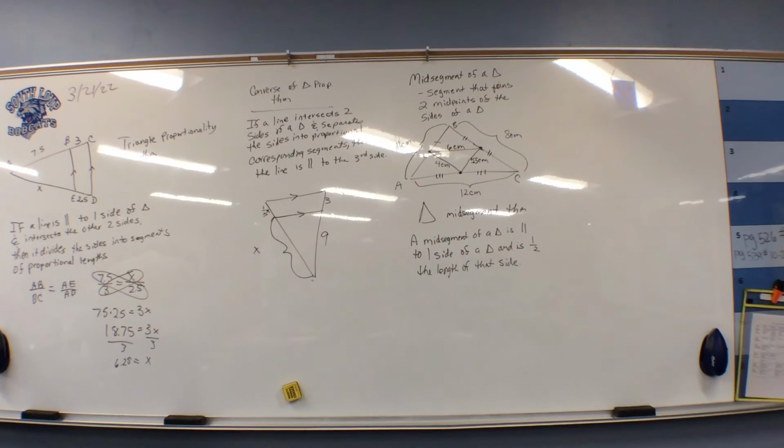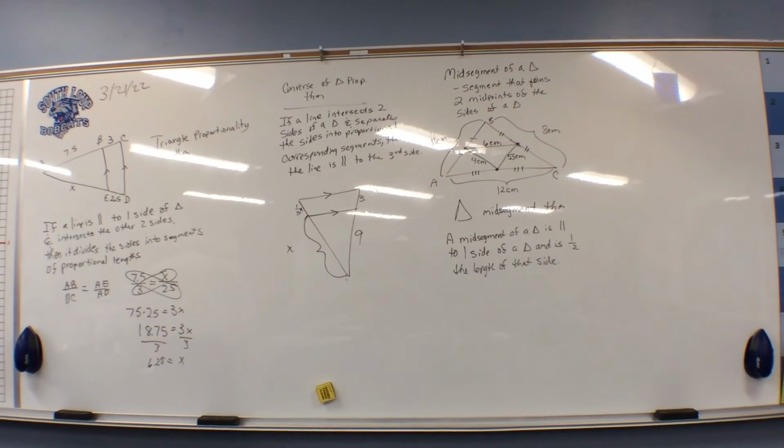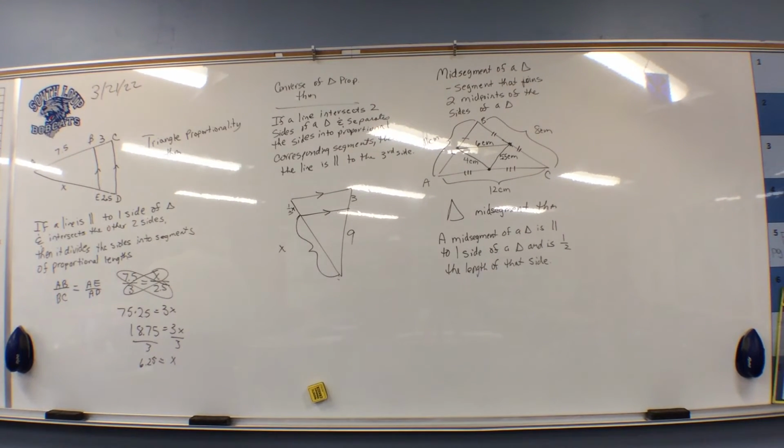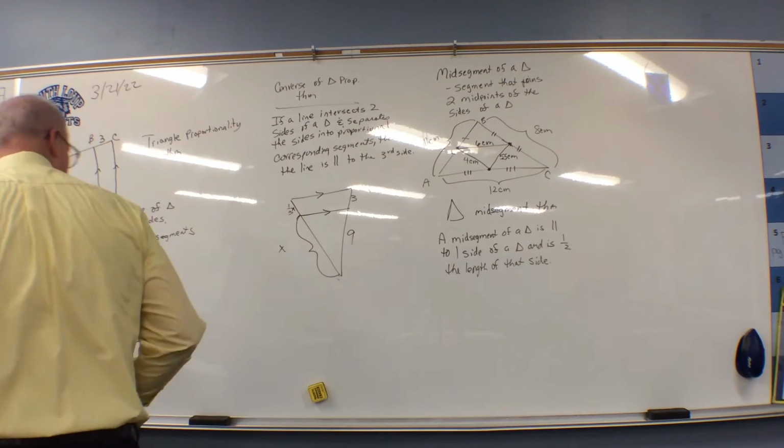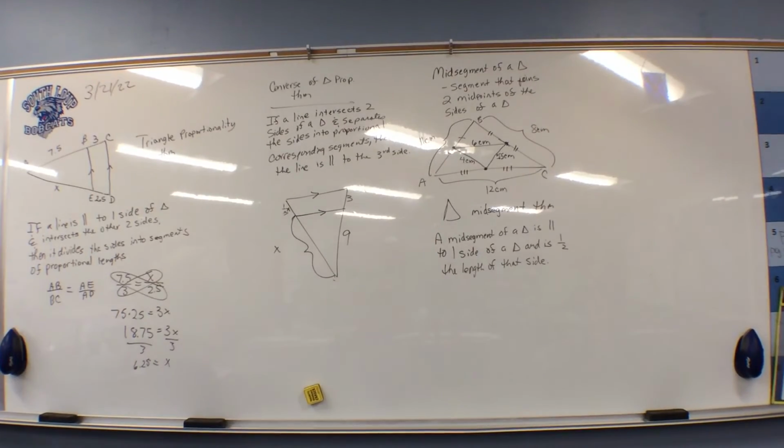Okay, the last 2 theorems that we're going to talk about. It says on the bottom of page 536, it's corollary 7.1, proportional parts of parallel lines. If three or more parallel lines intersect two transversals, then they cut the transversals proportionally. Okay, so take a look at this.